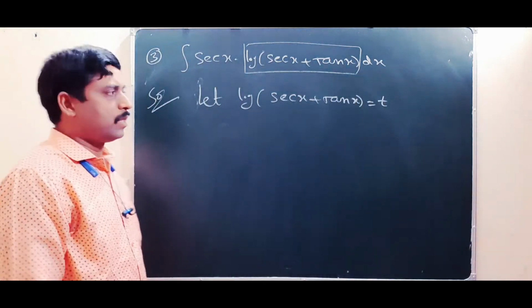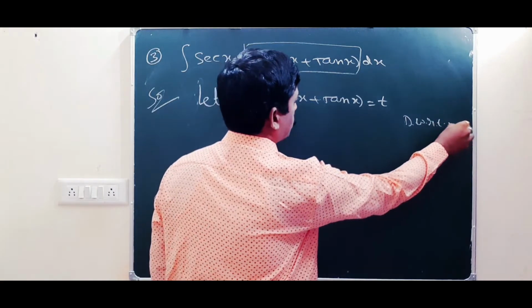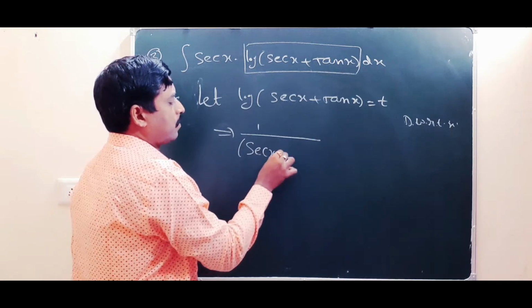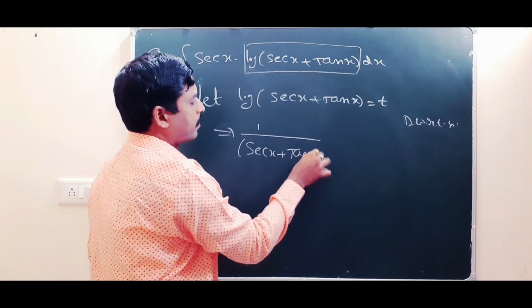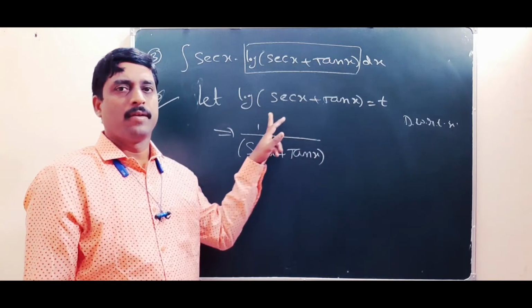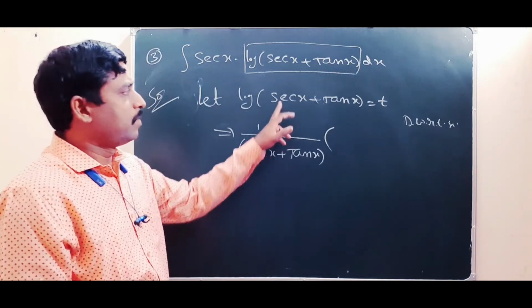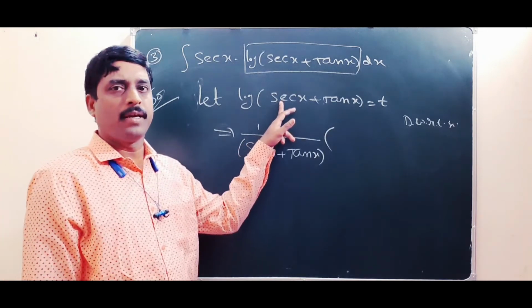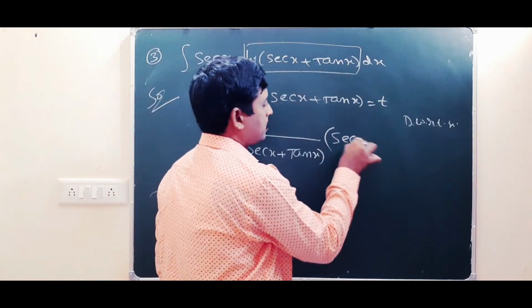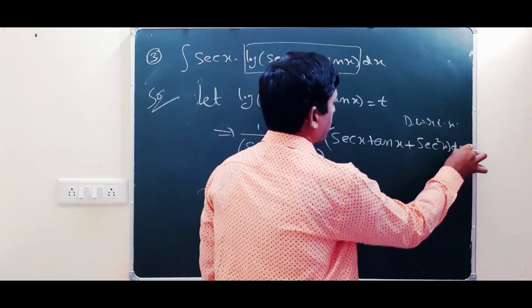Now differentiate on both sides with respect to x. The differentiation of the log function: differentiation of log x is 1 by x. So the differentiation of log of (secant x plus tan x) is 1 by (secant x plus tan x) into, by using the chain rule, the differentiation of secant x, which is secant x tan x, plus the differentiation of tan x, which is secant square x, dx equal to dt.